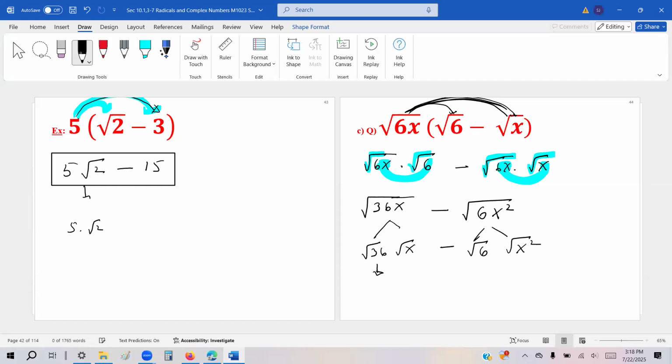So what do we have? 6 square root of x and square root of x squared. What do you get from square root of x squared? They cancel out. We have x.